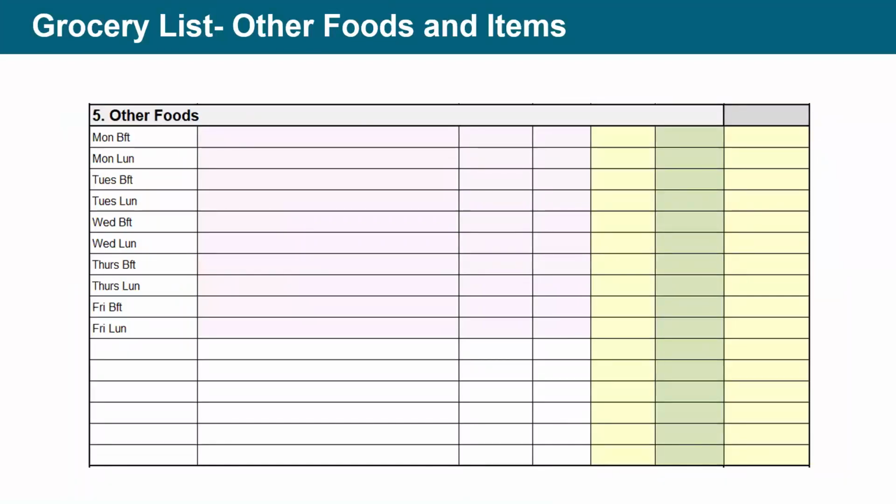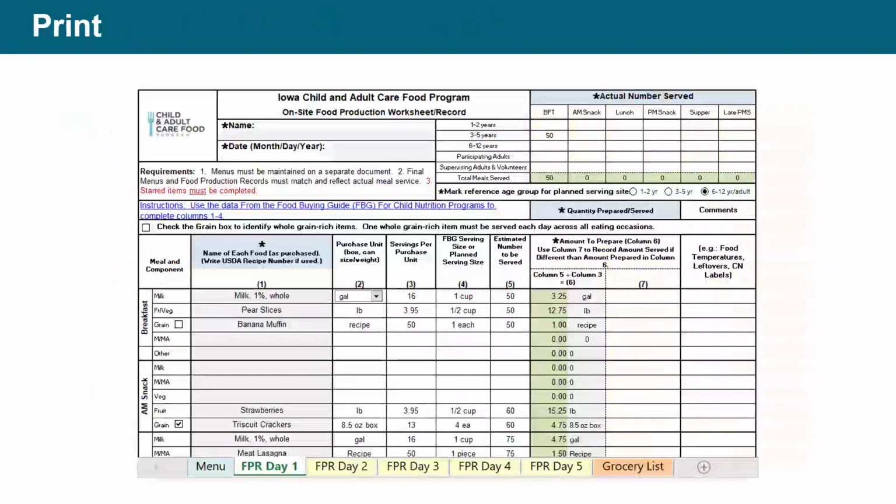The last section on the shopping list is for other items not already included, such as ingredients for standardized recipes, condiments, and non-food items such as napkins and plastic gloves. The top 10 rows are for other foods listed on the breakfast and lunch menu if applicable. Enter information in columns 2 through 5 for all menu items on all 5 days and enter the date.